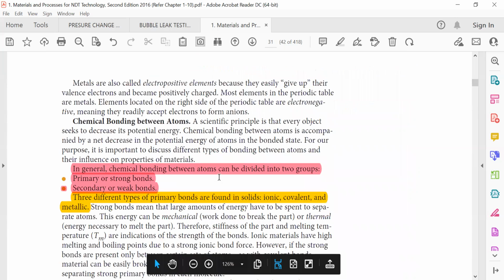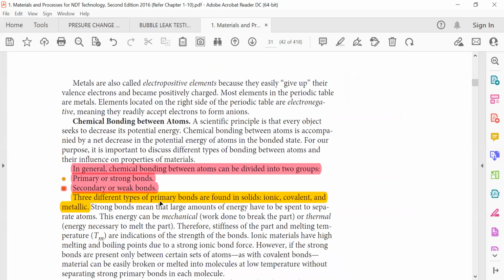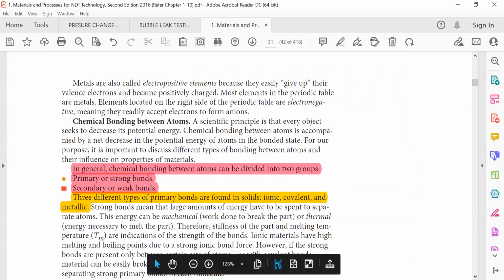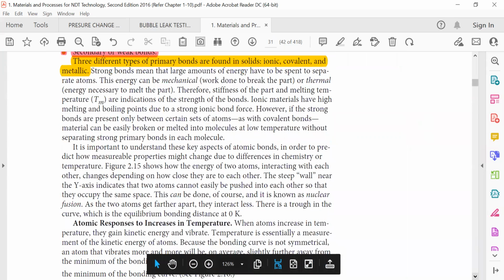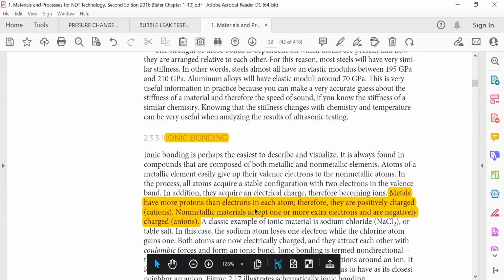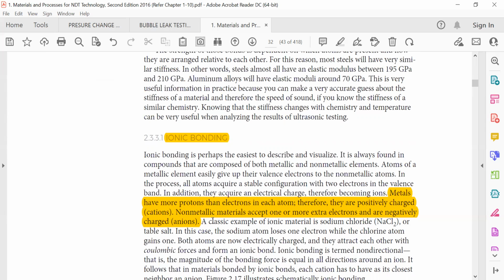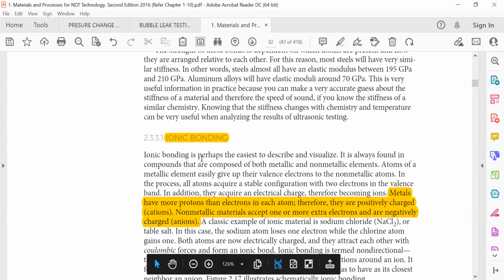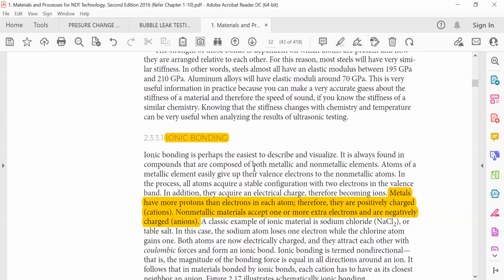In general, chemical bonding between atoms can be divided into two groups: primary strong bonds and secondary weak bonds. Three different types of primary bond are found in solids: ionic, covalent, and metallic. Ionic bonding: metals have fewer electrons than protons in each atom, therefore they become positively charged cations, while non-metallic materials accept one extra electron, becoming negatively charged anions. Ionic bonding is perhaps the easiest to describe and visualize. It is always found in compounds composed of both metallic and non-metallic elements.